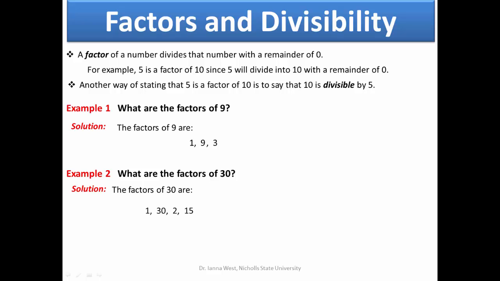Furthermore, 30 is divisible by 3, and 3 divides into 30 10 times. So 3 and 10 are factors of 30. Finally, 30 is divisible by 6, and 6 times 5 equals 30, so that 5 and 6 are factors of 30. Notice that 9 has 3 factors and 30 has 8 factors. The number of factors will vary. For instance, the number 31 has only 2 factors, and 31 is considered to be a prime number, which we will discuss later in this presentation.